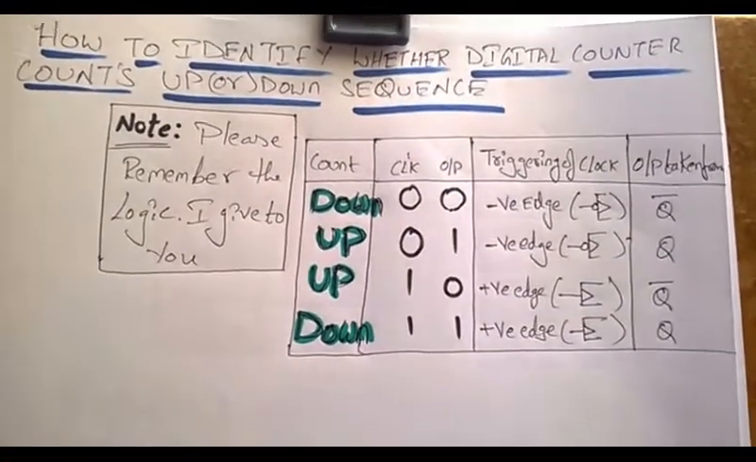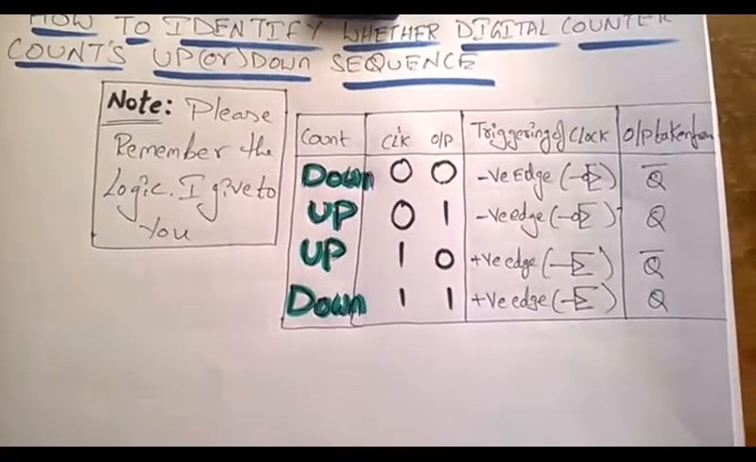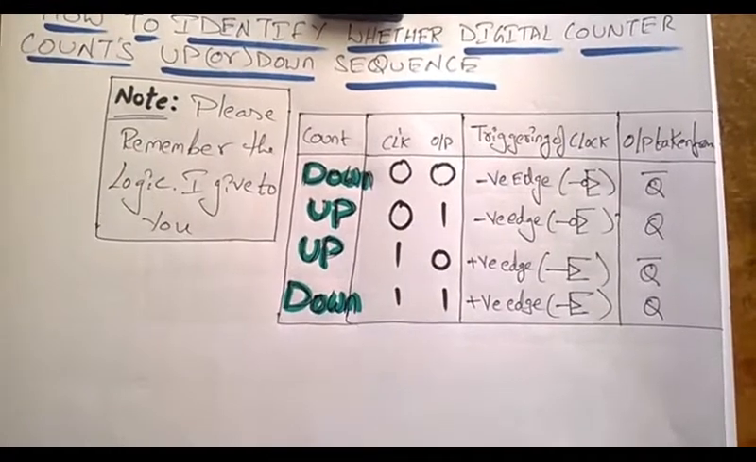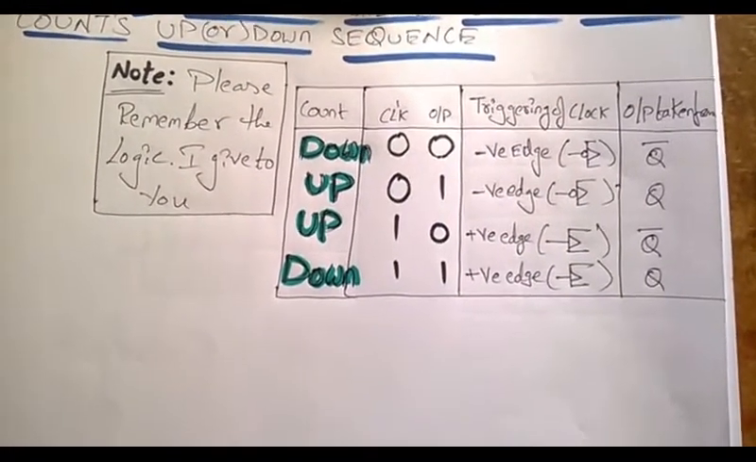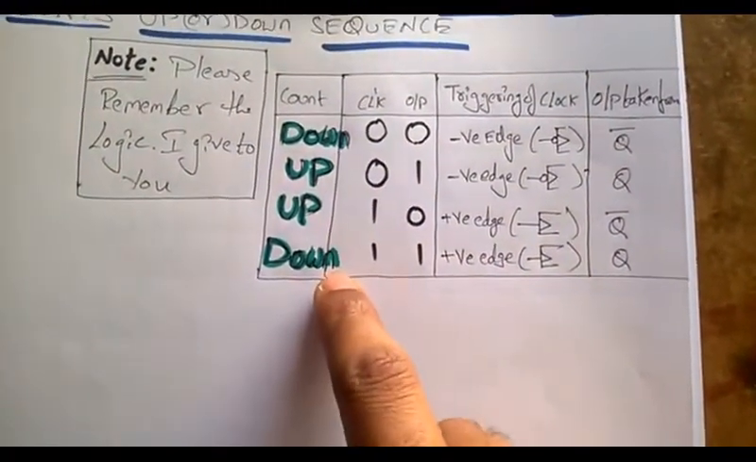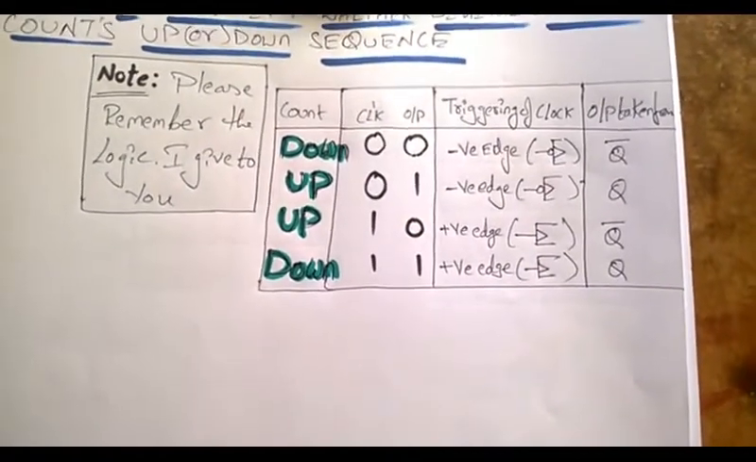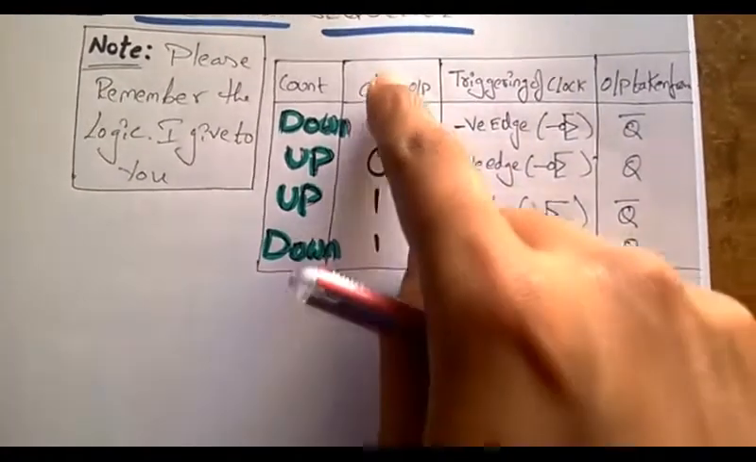Okay, start. How to identify whether a digital counter counts up or down sequence? Guys, please remember this logic I give to you. Remember one thing. See, down up up down, this counts. How to identify if the counter counts up or down sequence lies in this logic.